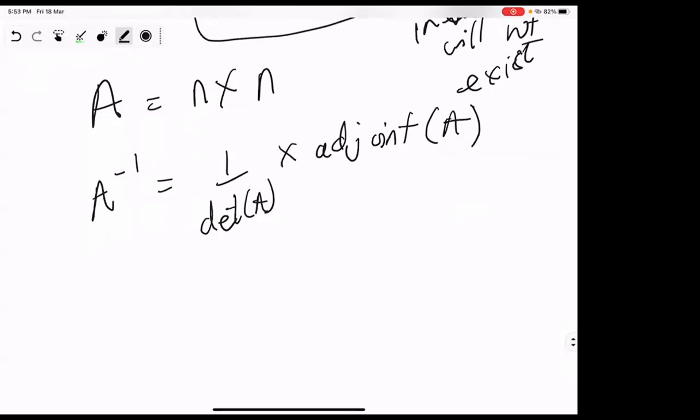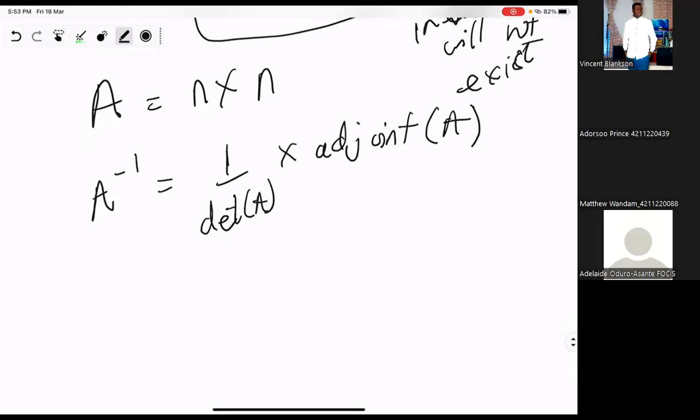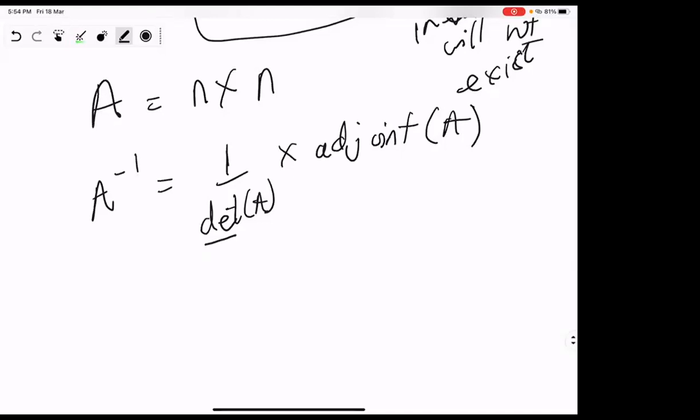It doesn't matter whether it's a 2 by 2 matrix or a 3 by 3, 4 by 4, 1,000 by 1,000. If we want to find the inverse of the matrix, it's given by 1 over the determinant of the matrix times the adjoint of the matrix. The determinant is sometimes written as det of A, where det is the short form of determinant. In some books, it's given by the absolute value of A.